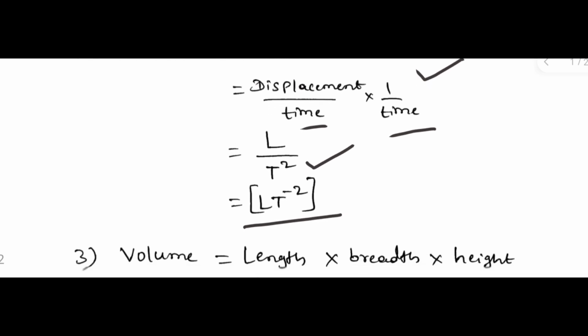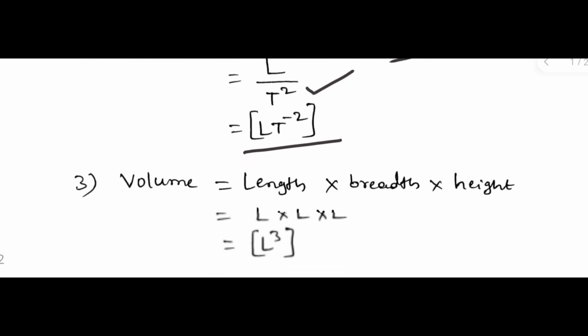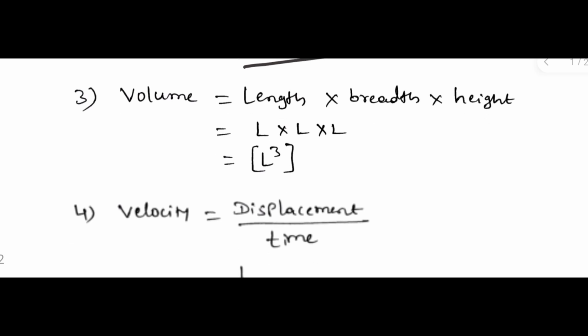Next, in the same way we are finding the dimensions of another physical quantity, that is volume. In volume, the formula is length, breadth and height. Length we take directly as length, breadth is also measured in length and height is also measured in length. It means there are three length intervals. The power is L cube, which is the dimension of volume.